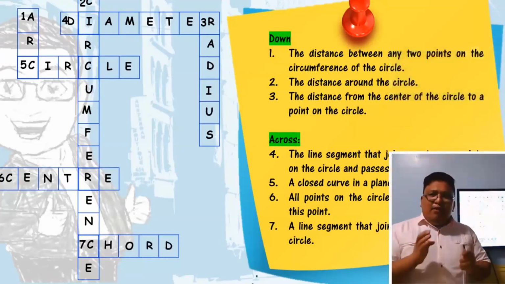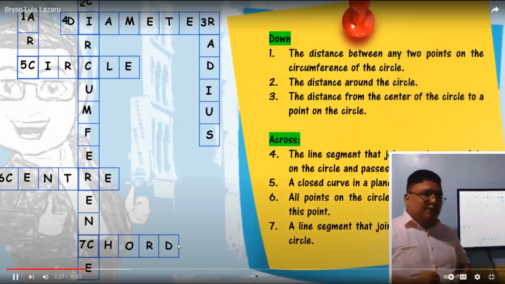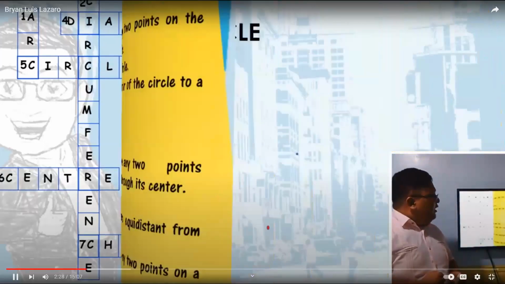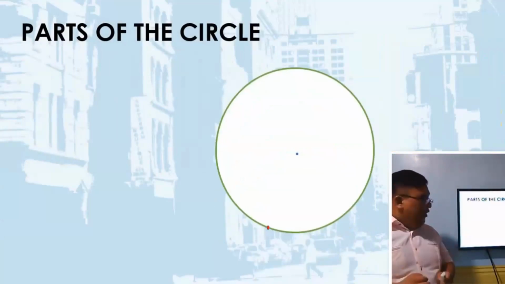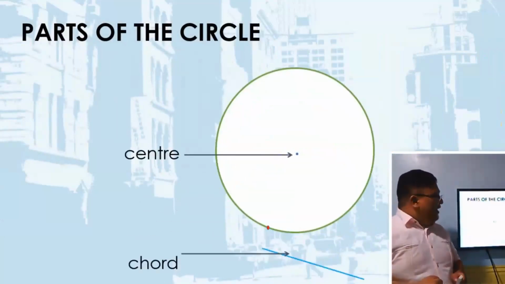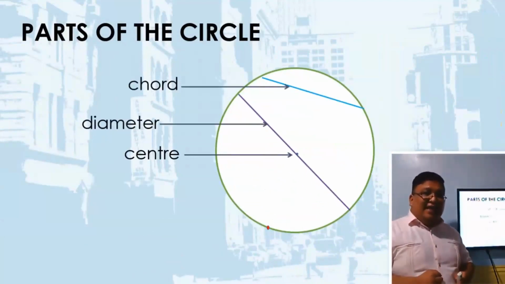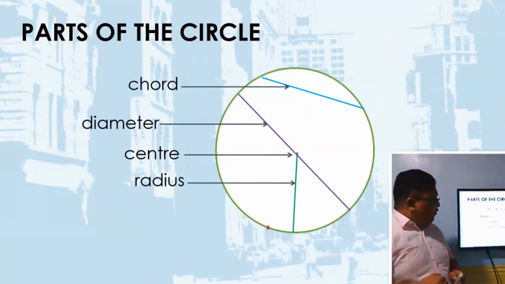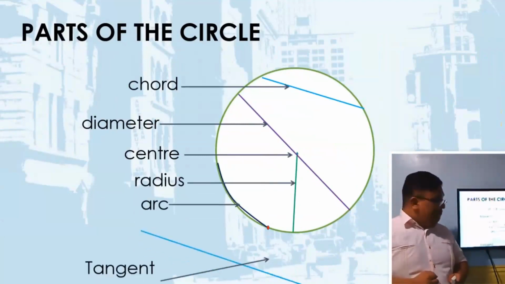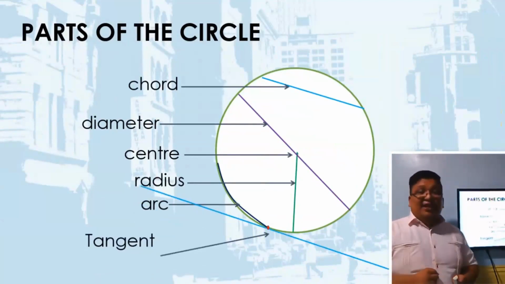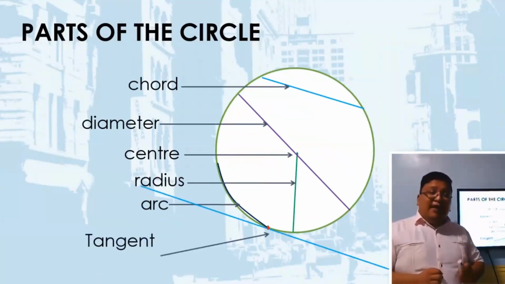Alright. So let's have a quick recap of the parts of the circle. We now have the main parts of the circle. The first part, the center. The second is the chord. Third is the diameter. Fourth is our radius. Fifth is the arc. And seventh is the tangent line. All of these are important parts of a circle.